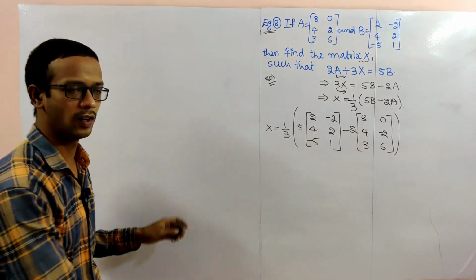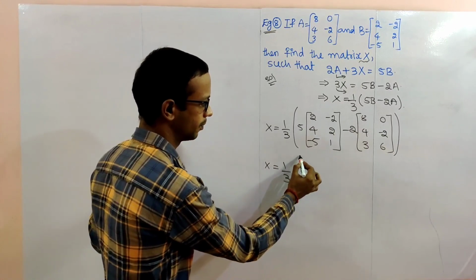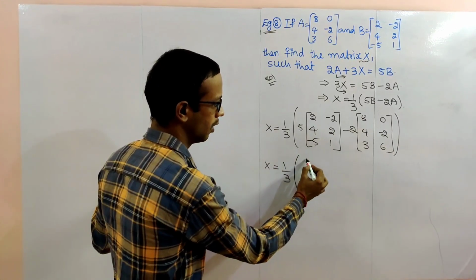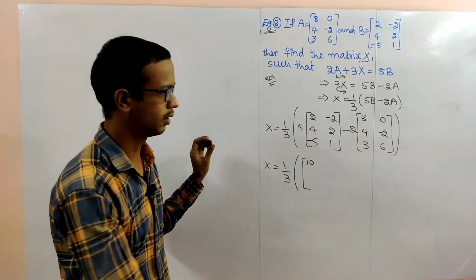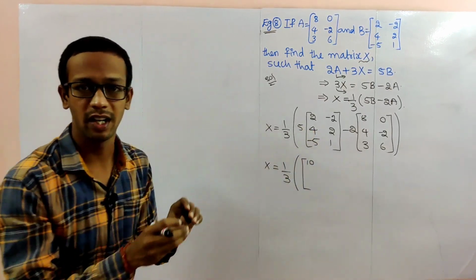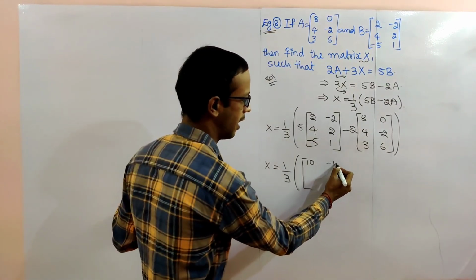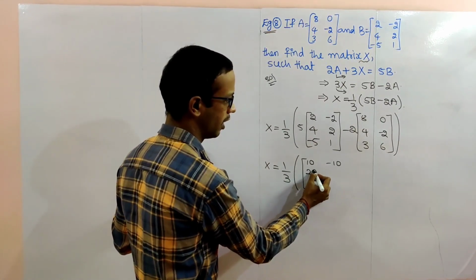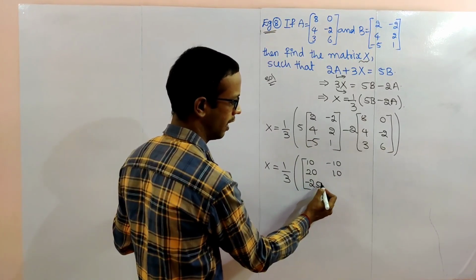So now simplify this one. Total simplification, we have to make 1 by 3. 5 2s are 10. Scalar multiplication: each and every element multiplies with 5. So minus 10. Next 20. 5 2s are 10. Minus 25.